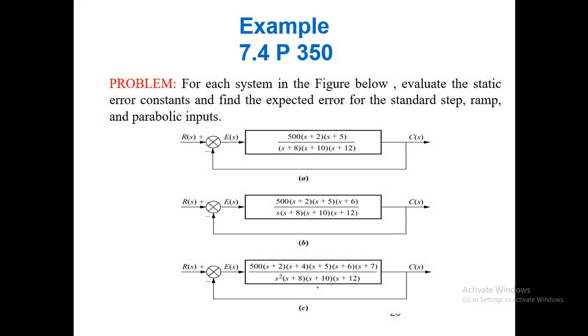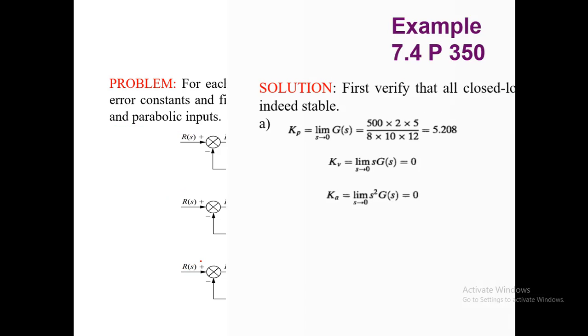Now based upon these three, Kp, Kv, and Ka, we are going to do a numerical for each of the systems shown in the figure below. Evaluate the static error constants and find the expected error for the standard step, ramp, and parabolic inputs. So you have to apply these three functions to each system. This will be our today's lecture.